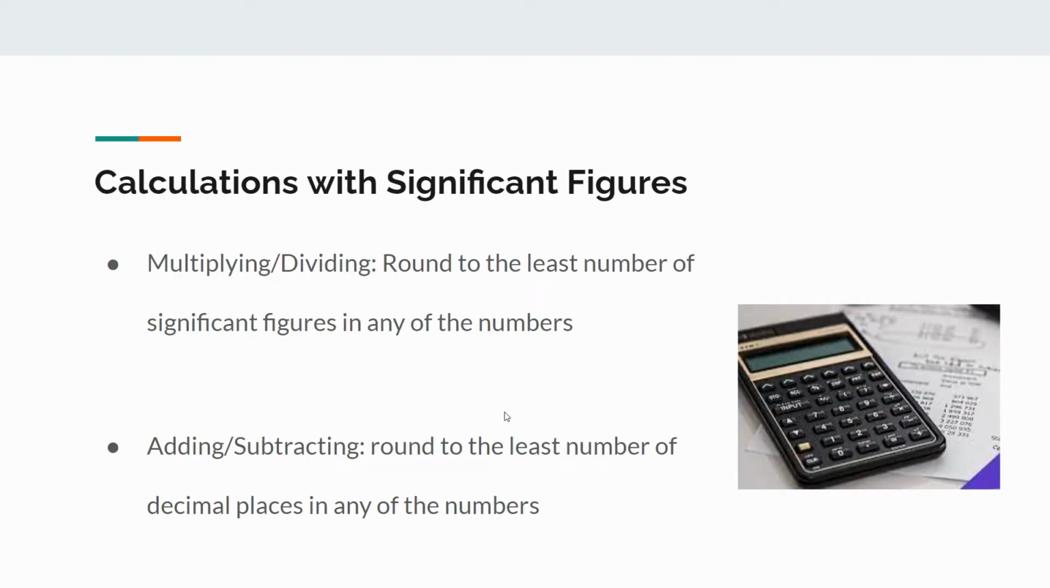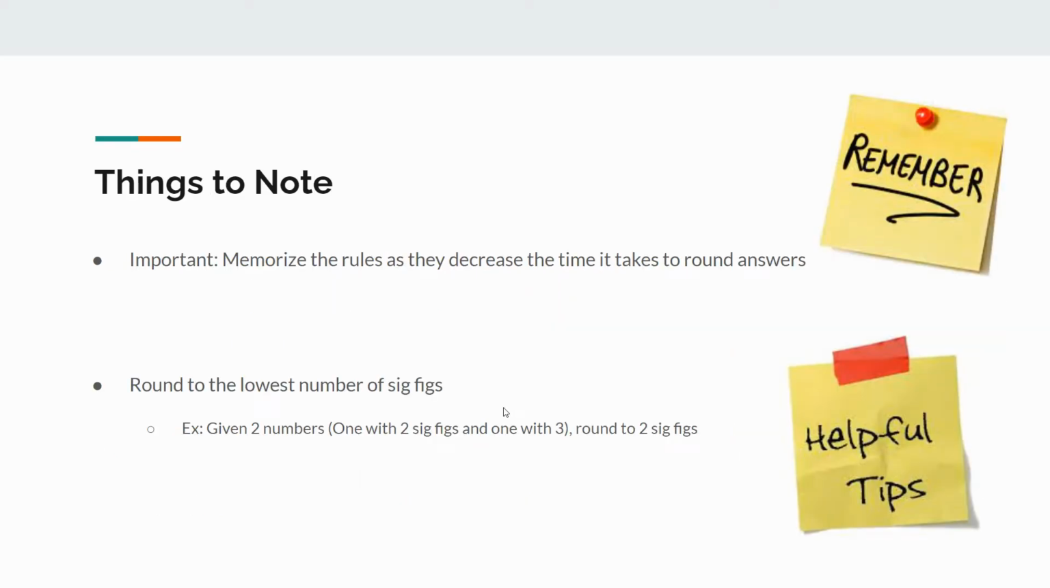Calculations with significant figures. When multiplying and dividing, limit and round to the least number of significant figures in any of the factors. When adding and subtracting, limit and round to the least number of decimal places in any of the numbers. Things to note.